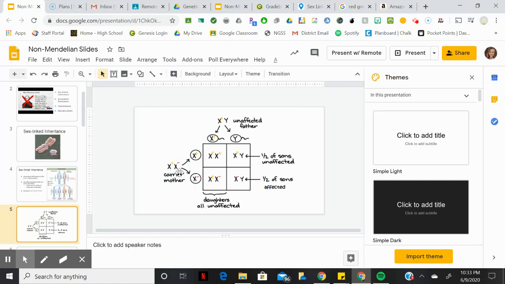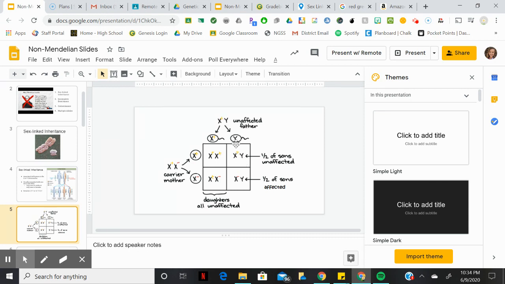And remember, that all comes down to crossing over and independent assortment during meiosis. So let's say this egg and this sperm come together. You would have a girl because it's an X, and this would be an unaffected girl. Let's say this egg and this sperm come together. You would have a carrier female. Unaffected, she still has that dominant good copy, so you don't see the problem, but she's still a carrier.